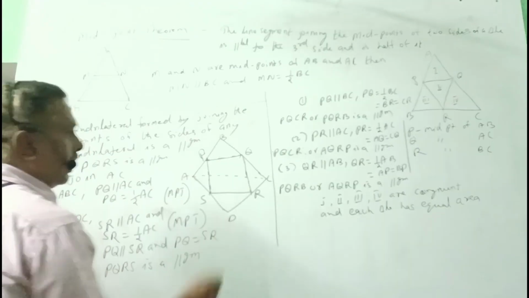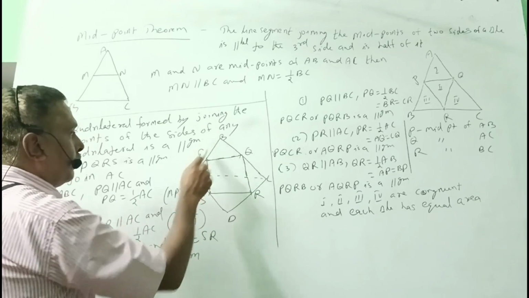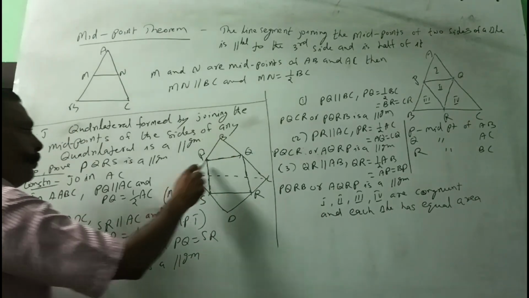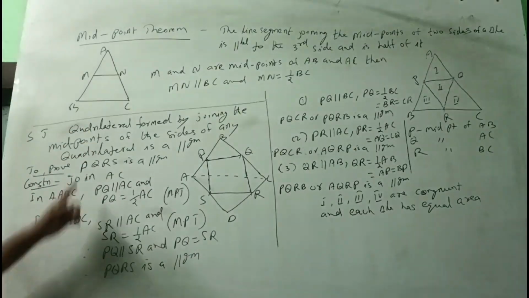Here ABCD is a quadrilateral in which P, Q, R, S are the midpoints. P is the midpoint of AB. Similarly, Q, R, S are the midpoints of the other sides. If we join these points, you will get PQRS. That PQRS is a parallelogram, you have to prove.